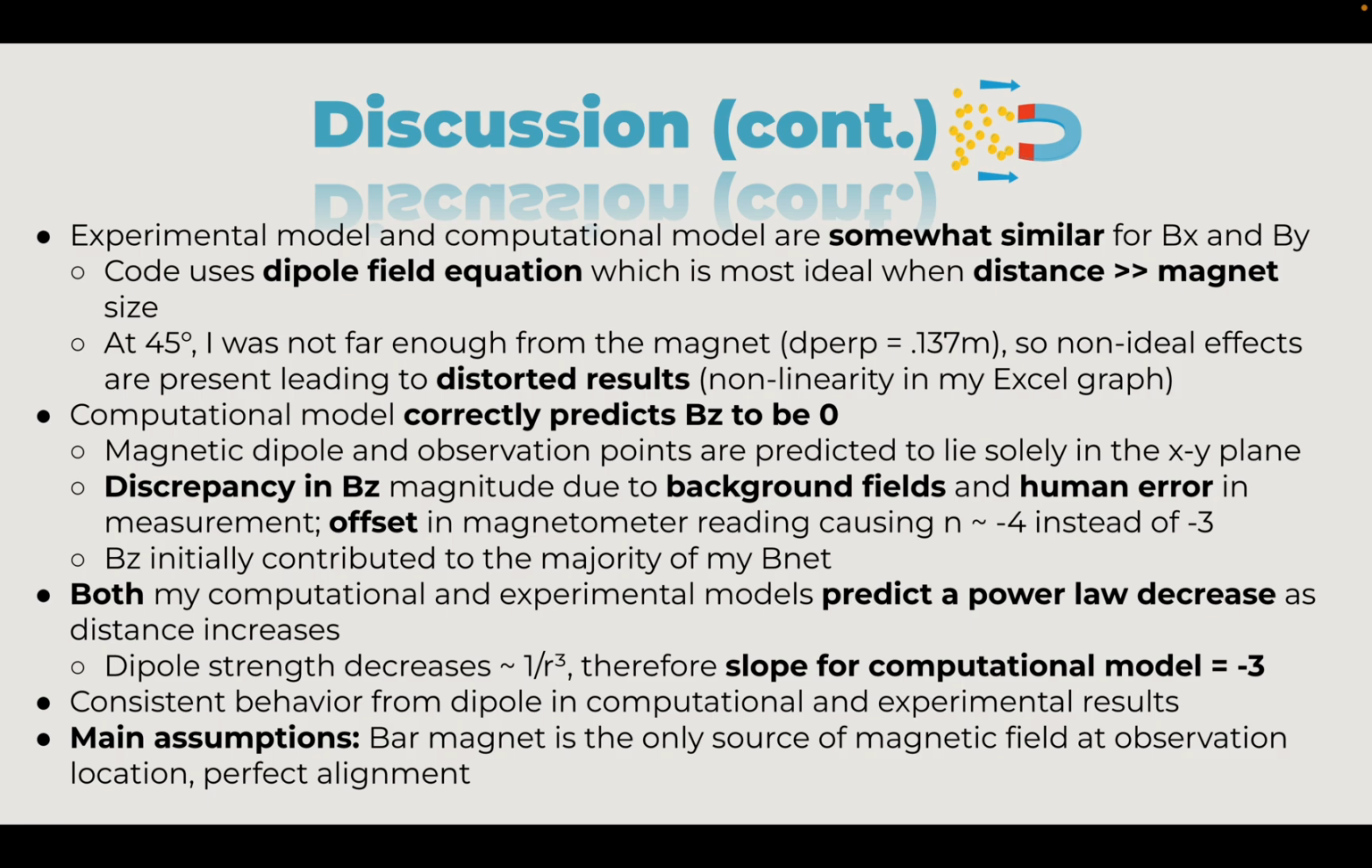And the main assumptions for my computational model were that the bar magnet is the only source of magnetic field at the observation location, and that I have perfect alignment at R perpendicular, R perp, for the observation locations, which is unrealistic, but GlowScript could do it.